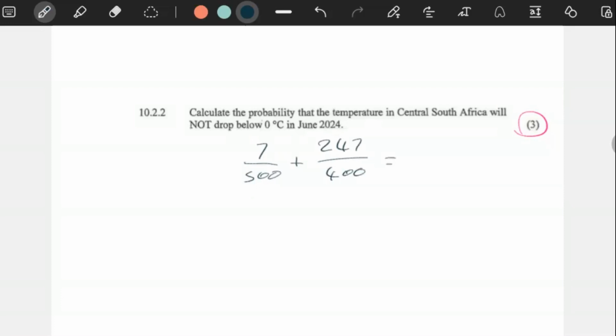This is giving us the following. This is 7 over 500, and then this is 247 over 400. This is 1263 over 200, but then in its simplest form it is 0.6315, and then as a percentage, which is equal to 63.15%.